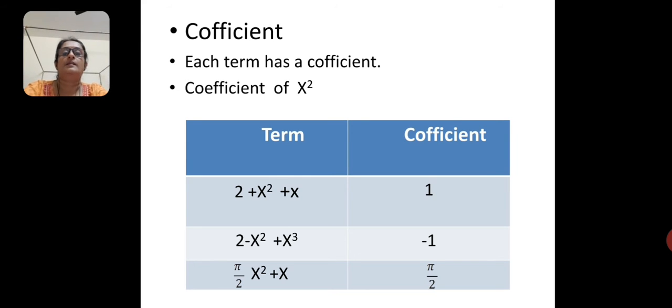Go to the next one. There, 2 minus x square plus x cube. So what is the coefficient of x square? There's negative 1. So negative 1 is the coefficient of x square. Next is pi upon 2 x square plus x. Now with x square, what is the coefficient? Pi upon 2. So that is the coefficient of x square.